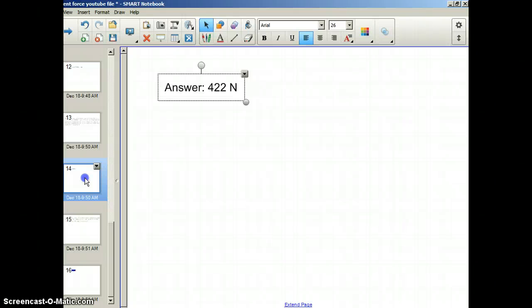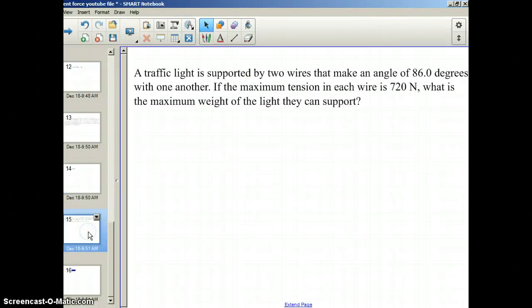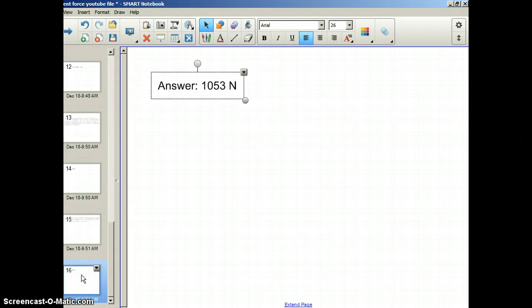Practice problem 3. A traffic light is supported by two wires that make an angle of 86 degrees with one another. If the maximum tension in each wire is 720 newtons, what is the maximum weight of the light they can support? Pause the video, and when you've finished with your work, press play to check your answer. The answer is 1,053 newtons. This concludes our practice problems on concurrent forces.